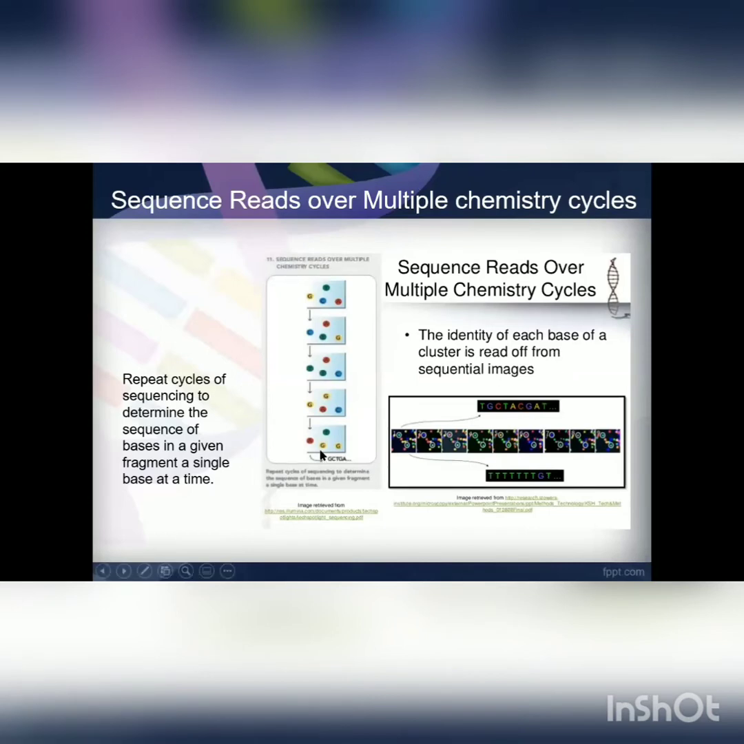So you repeat the cycle of sequencing to determine the sequence of the bases in each fragment, a single base at a time. So the identity of each base in the cluster is read off these sequential images. So as you can see here, thymine would be represented as green, guanine as blue, cytosine as red, and adenine as yellow. You would be able to see and understand which bases are there.